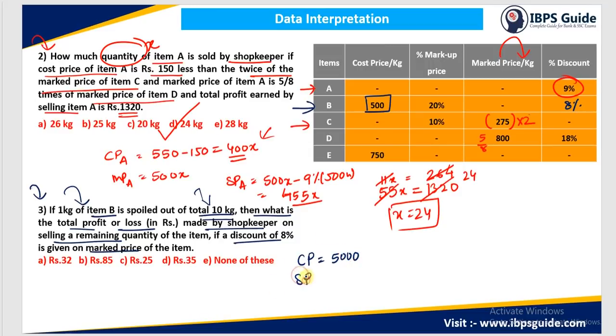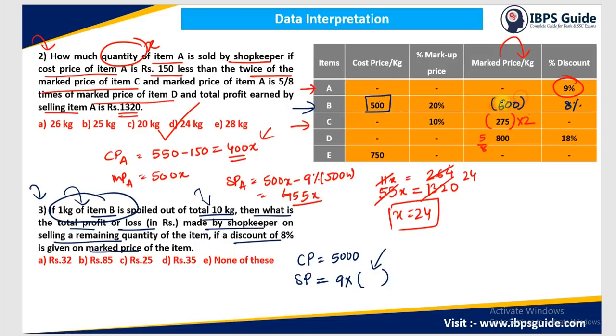Now I have to find this SP. SP will be calculated for 9 kg only, because 1 kg has already spoiled. So SP will be 9 multiplied by the selling price of per kg. Okay. So how I am going to calculate this? Here we have, this is CP, okay. So 20% markup is there. So 20% of this will be 100. So mark price will be what? CP plus markup, that is 500 plus 100, that is 600, okay.